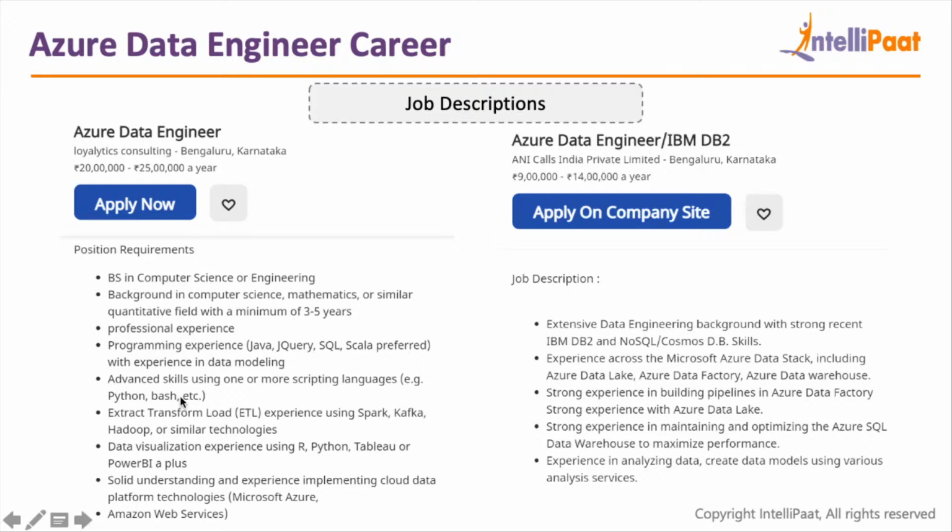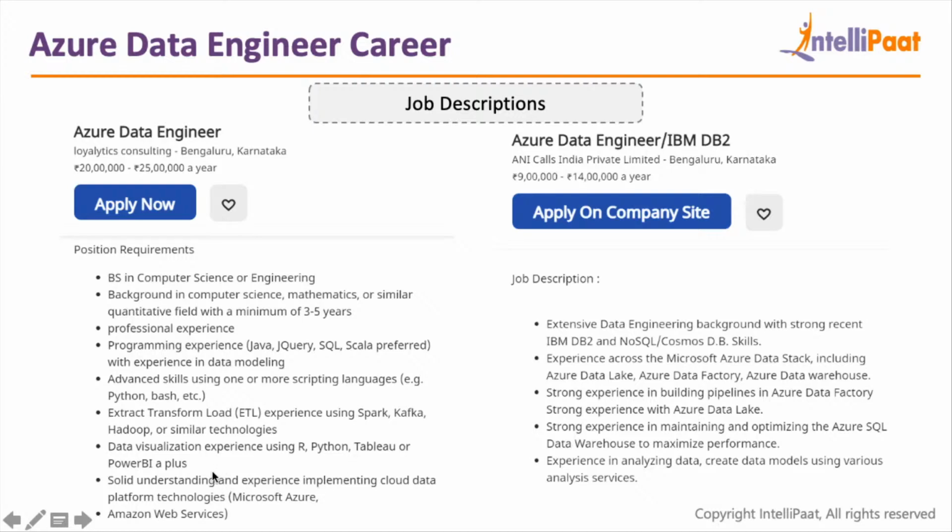Next thing that they expect you to know is advanced skills using one or more scripting languages, for example, Python, Bash, etc. So this Python thing will serve a dual purpose, that is of a scripting language and a programming language as well. The next thing that they expect you to know is the ETL process using big data technologies such as Spark, Kafka, Hadoop, and others. And then data visualization experience using Python. Again, Python is here. R, Tableau, or Power BI is a plus, right?